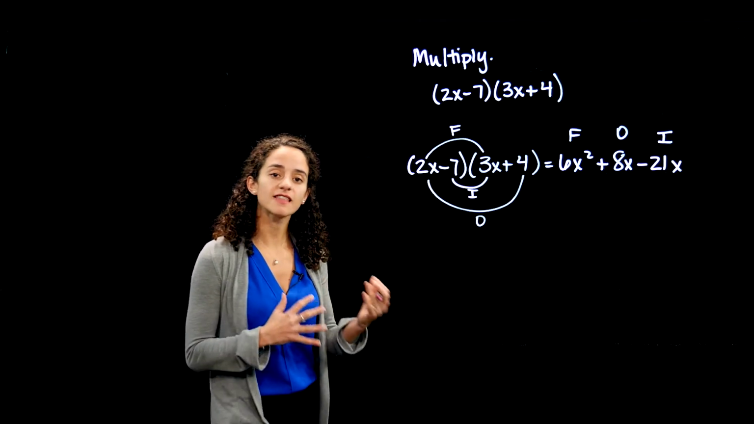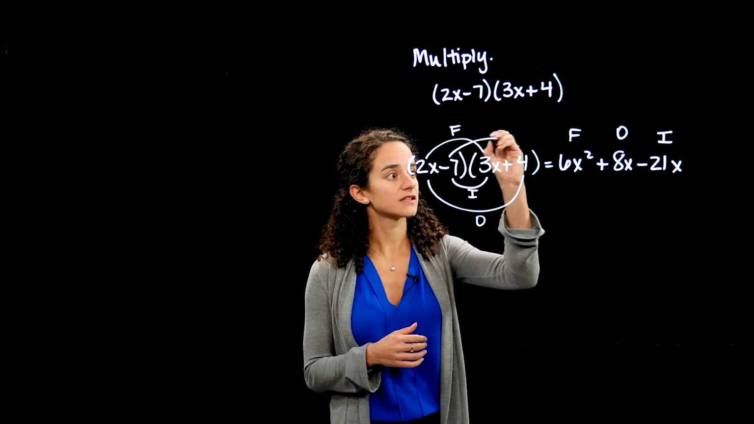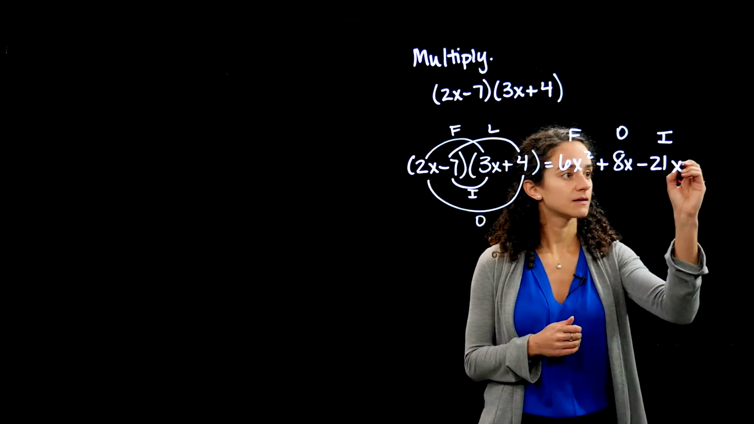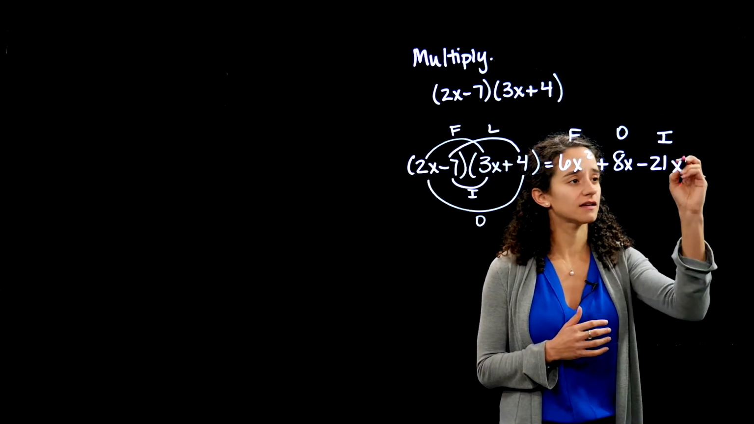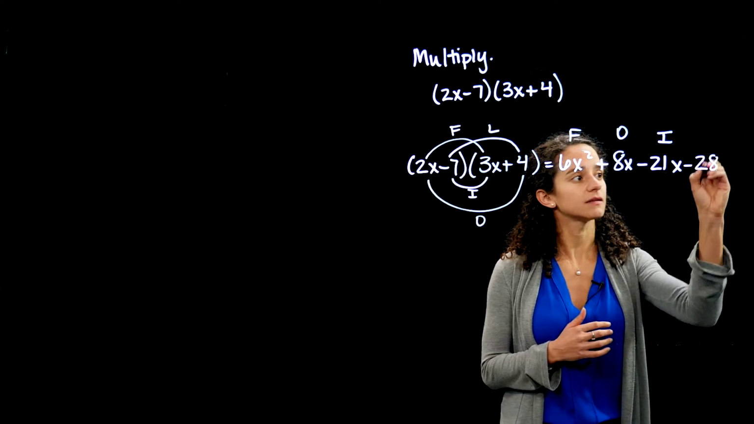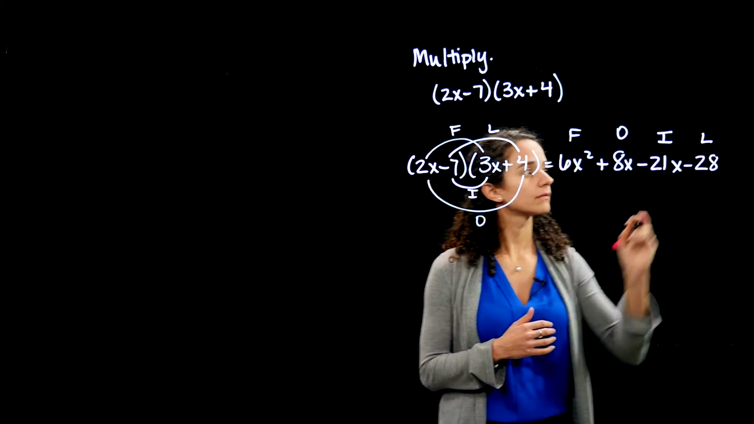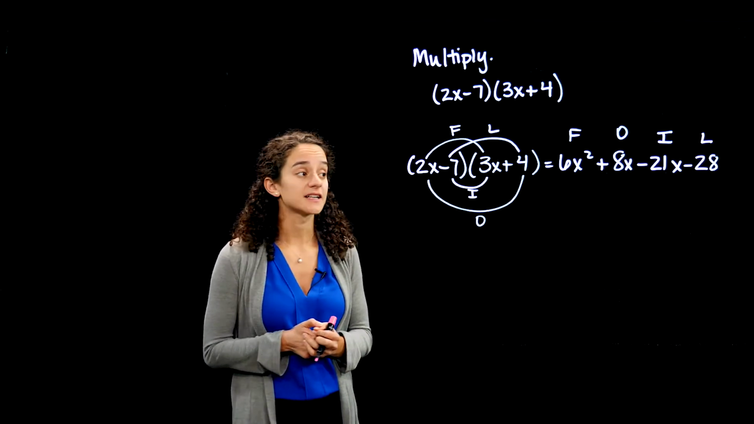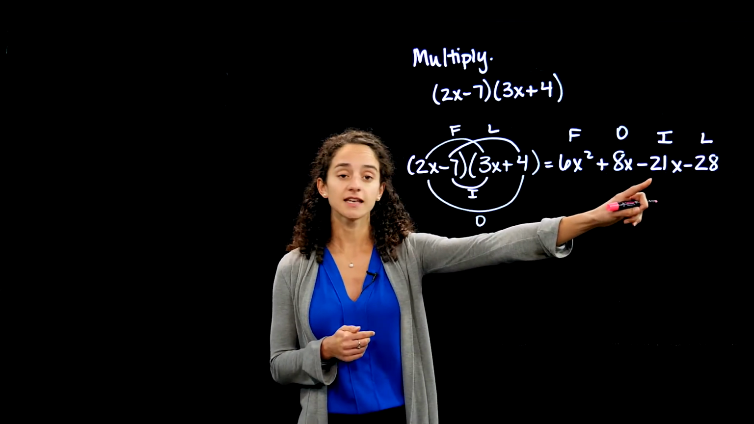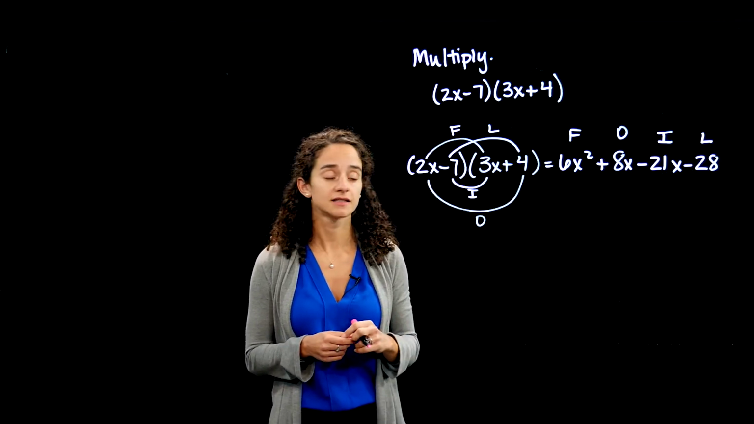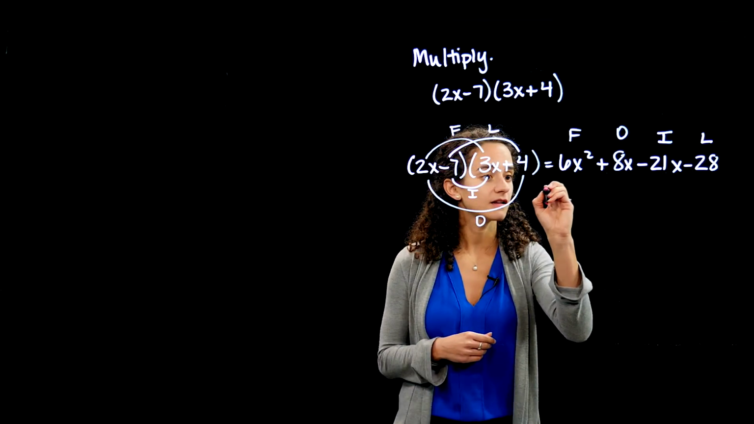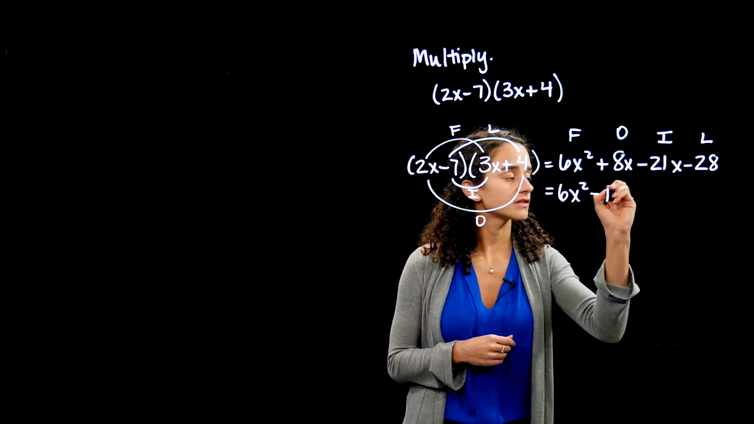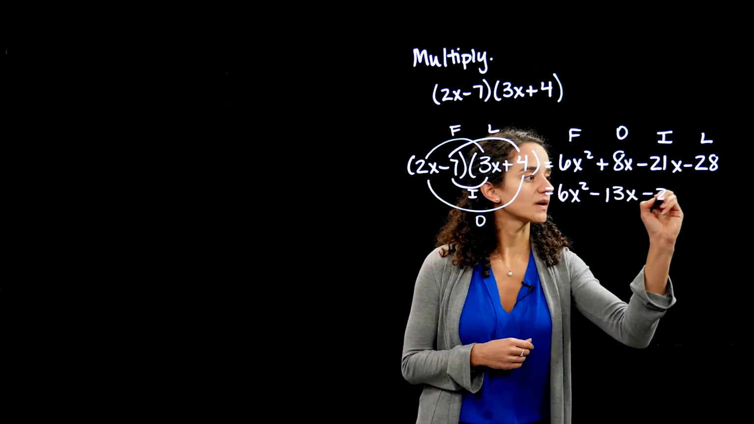Finally, we multiply the last terms. So we have -7 times 4. And we write -7 times 4 is -28, and we write minus 28. Next, we combine like terms if possible. 8x and minus 21x. We can combine those to get 6x squared minus 13x minus 28.